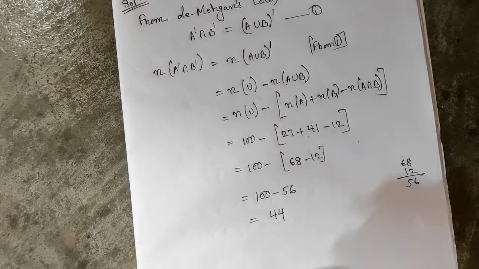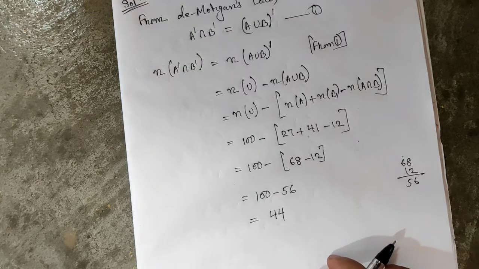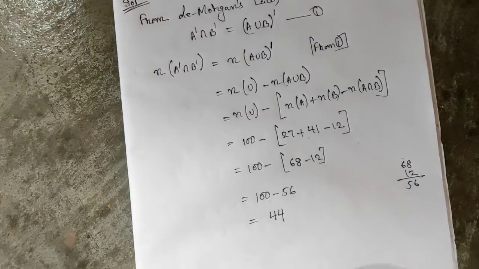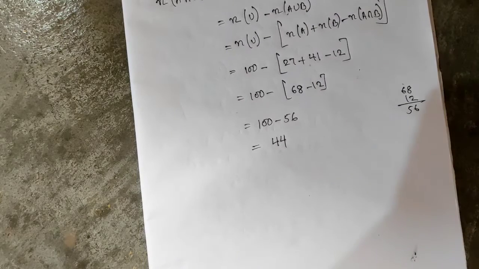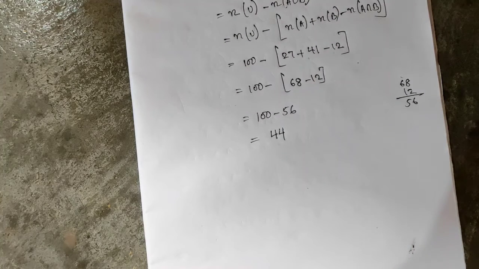So this is the type of example we will be seeing in chapter 1, that is sets, the number of elements in sets. Cleared? Any doubt here? Okay, now moving on to the next problem.